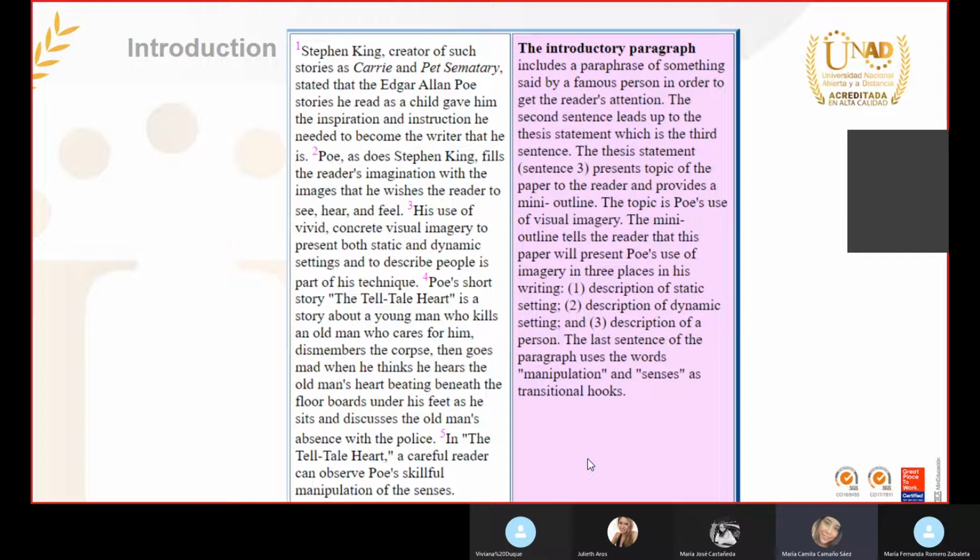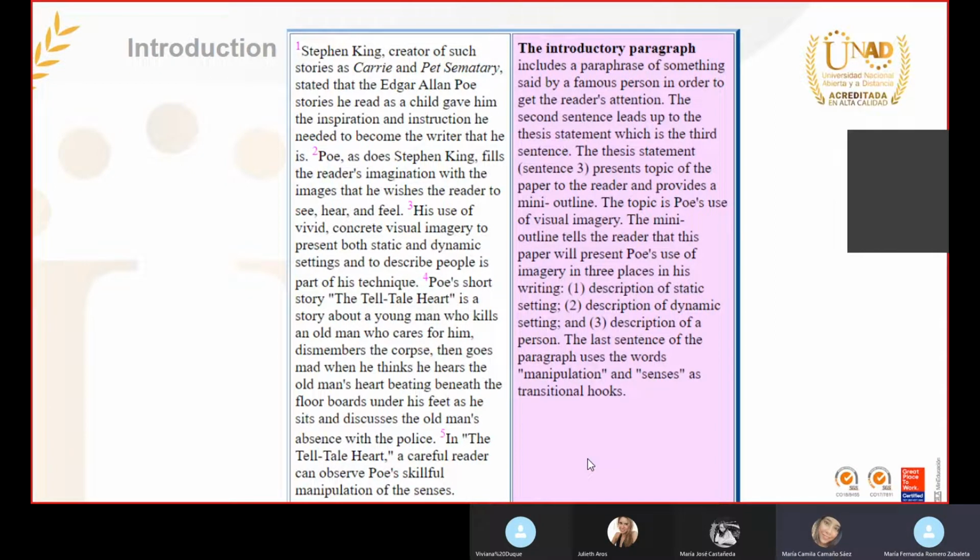Poe's short story, The Telltale Heart, is a story about a young man who kills an old man who cares for him, dismembers the corpse, then goes mad when he thinks he hears the old man's heart beating beneath the floorboards under his feet as he sits and discusses the old man's absence with the police. In The Telltale Heart, a careful reader can observe Poe's skillful manipulation of the senses.